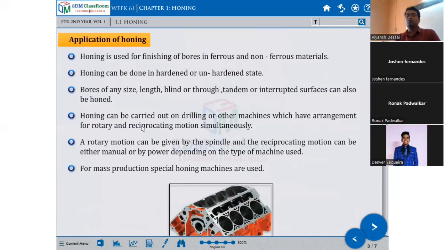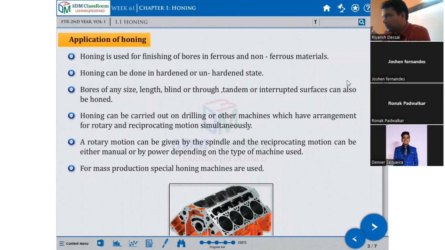Honing can be carried out on drilling or other machines which have an arrangement for rotary and reciprocating motion simultaneously. Rotary motion can be given by the spindle, and reciprocating motion can be either manual or power depending upon the type of machine. What is a rotary motion? It has to be rotary.